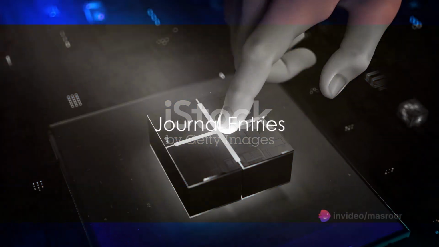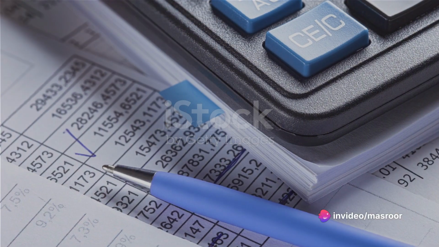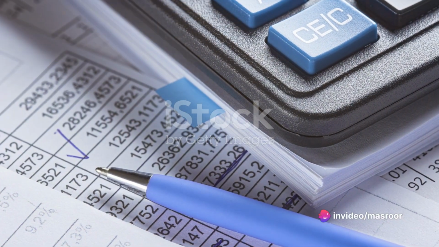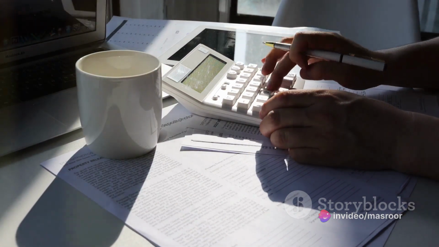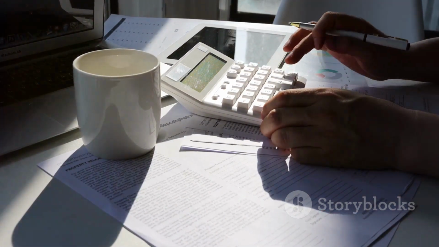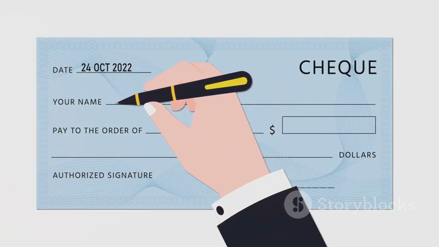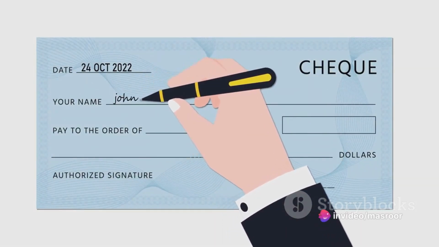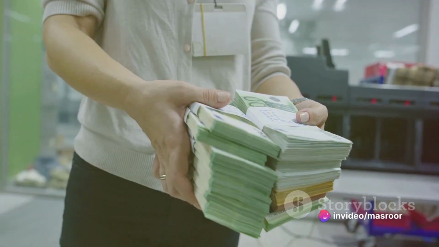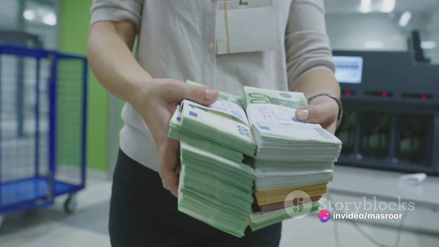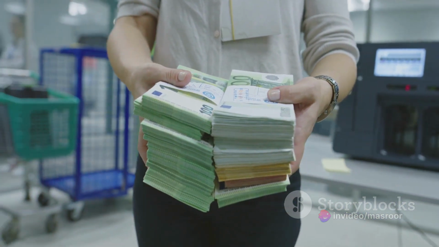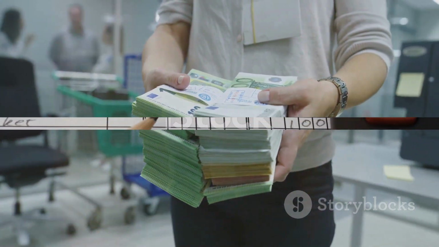Now let's talk about journal entries. These are the initial recordings of financial transactions. They typically include the date, accounts affected, and amounts debited or credited. For example, if a company pays $1,000 for insurance coverage for the next 6 months, the journal entry would debit the prepaid insurance account for $1,000 and credit the cash account for the same amount.